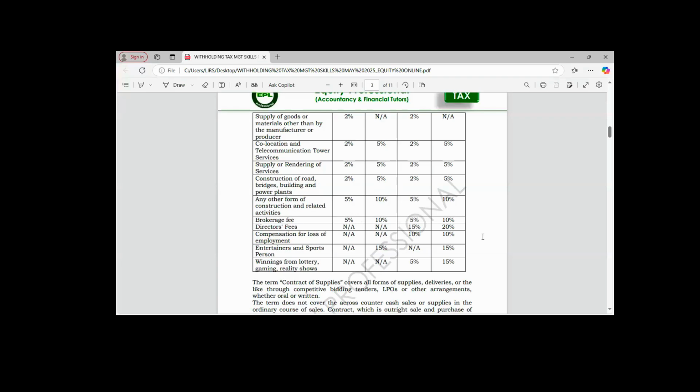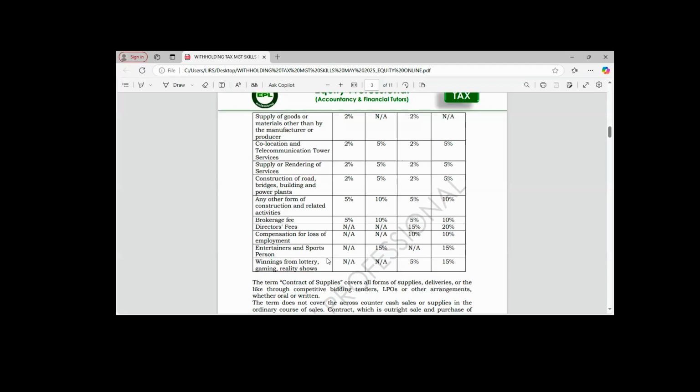Director's fee, I mentioned it earlier, because a director of the company must be an individual, either resident or non-resident. For resident it is 15% and for non-resident it is 20%. It was initially 10%. It has now been increased to 15 and 20%. Compensation for loss of office, 10% for individual.